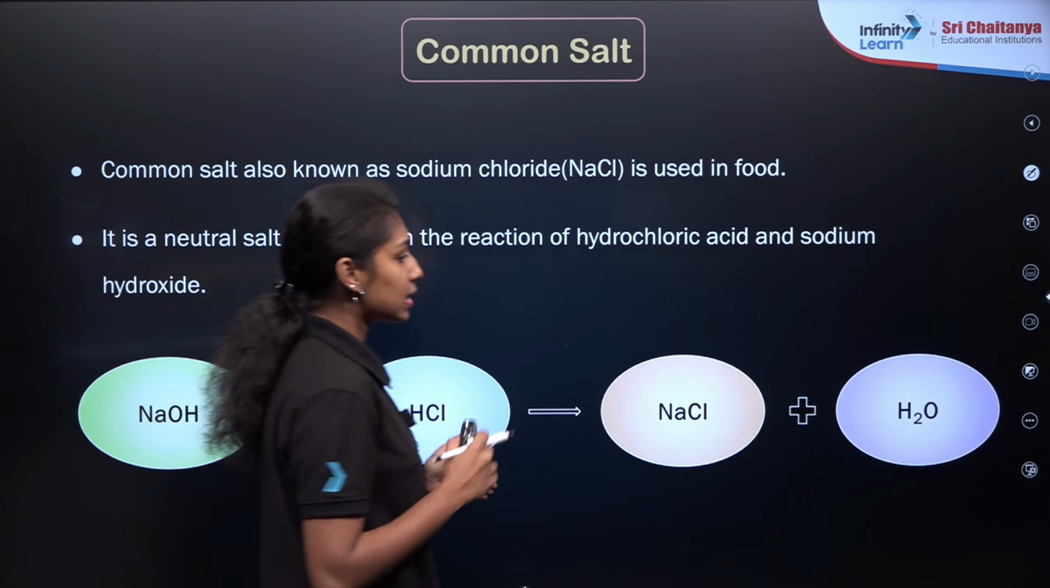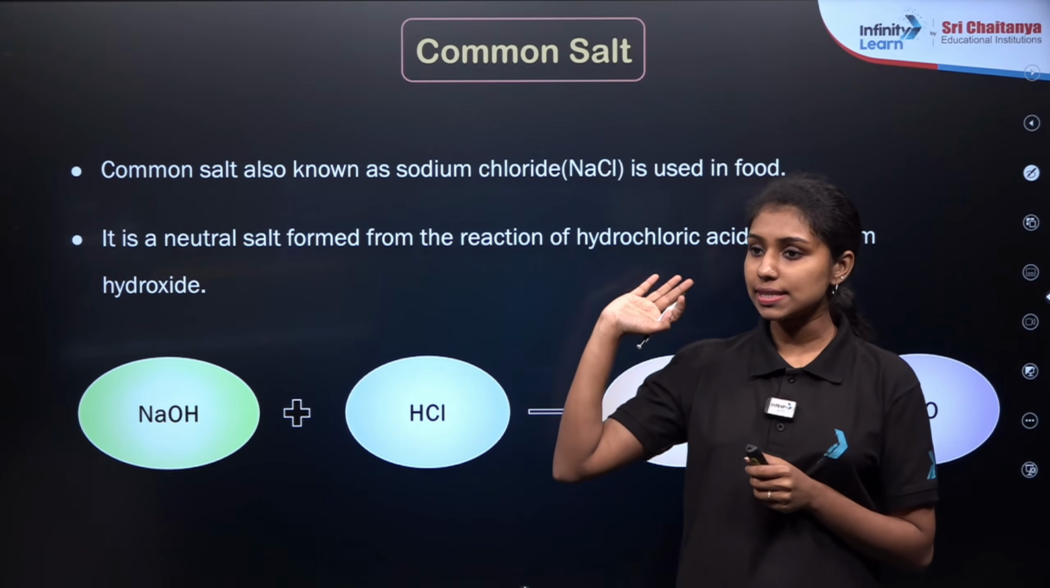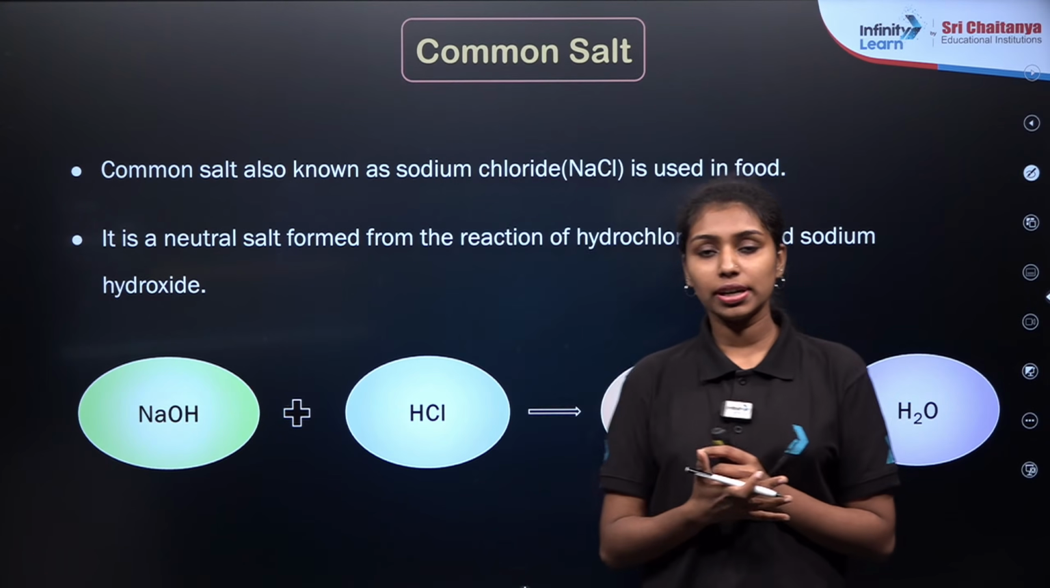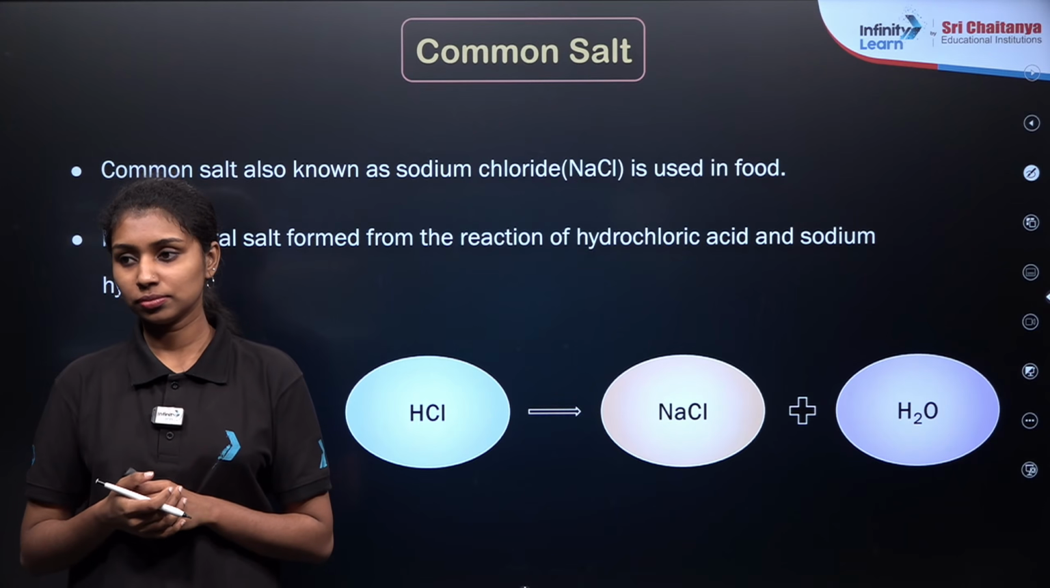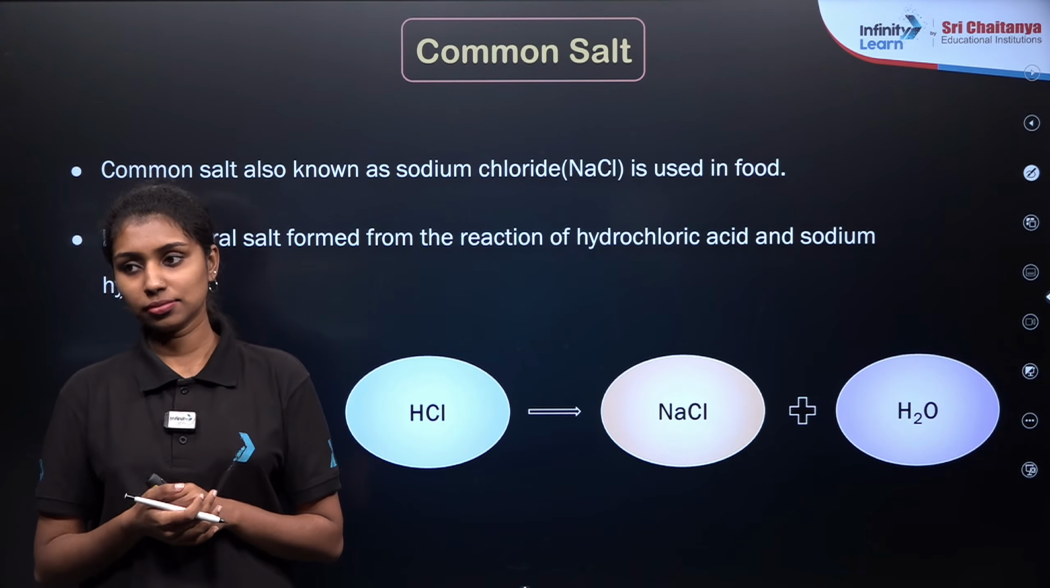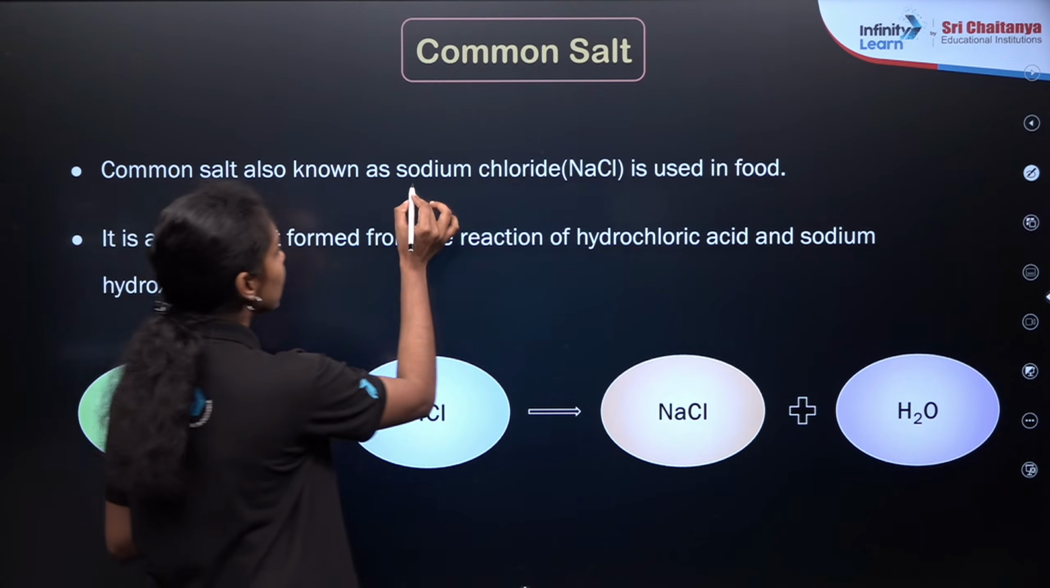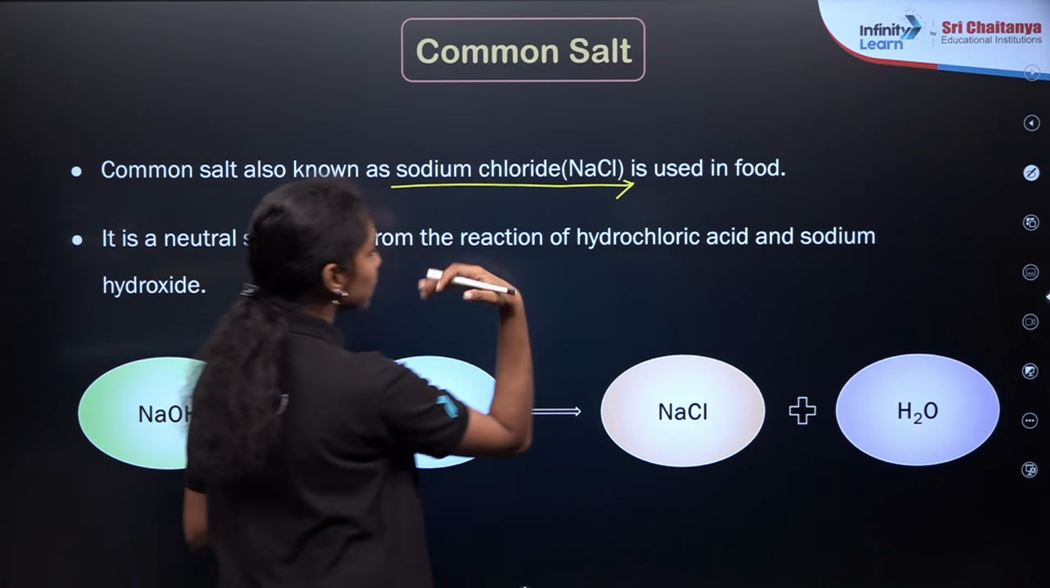Now let us discuss some of the compounds. First example is the common salt. As we already know, what is the chemical formula of common salt? Sodium chloride, or NaCl, is the common salt which is used in our food.